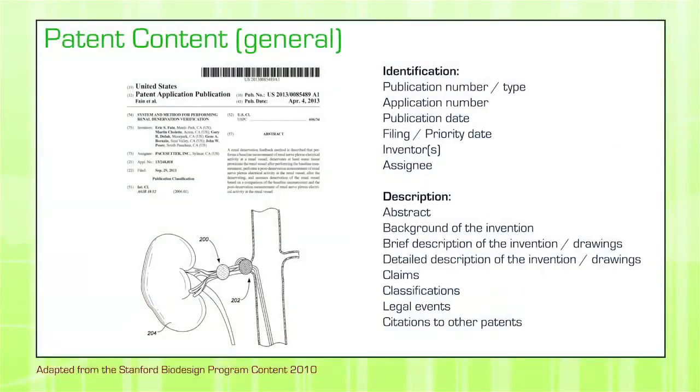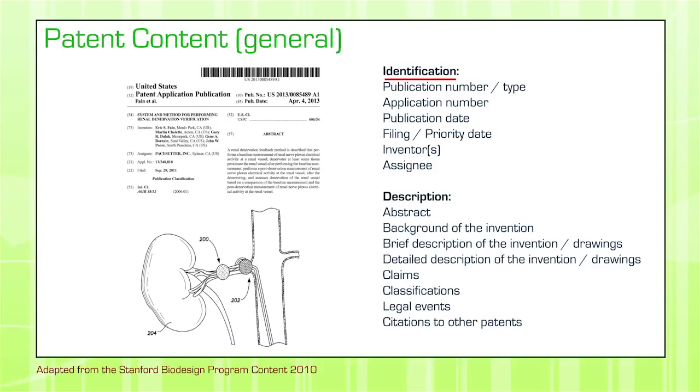So how does a patent actually look? Well, here we have an example of a renal denervation patent. There are two basic things that you're going to see very easily on a patent when you take a look at it: an identification block and a description block. In the identification block, there are several things that make the patent traceable. There's a publication number or type.